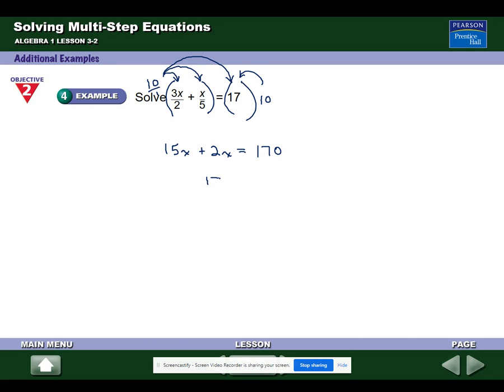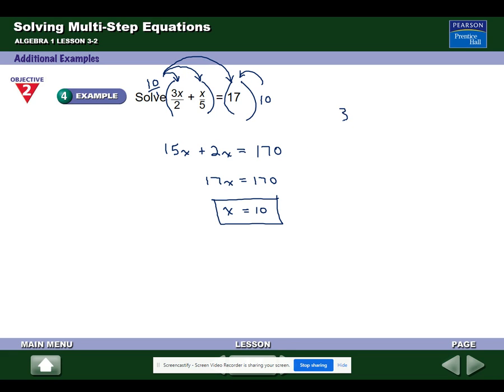All right, combine like terms. You got 17x equals 170, and then divide by 17. That's easy. That would give you just x equals 10. Now, it's a total coincidence that the answer is 10 and the number that we multiplied through by was 10. That's completely a coincidence. That's not usually going to happen.